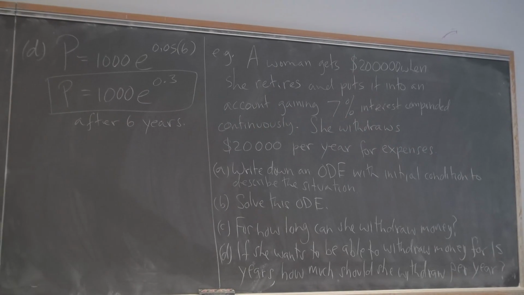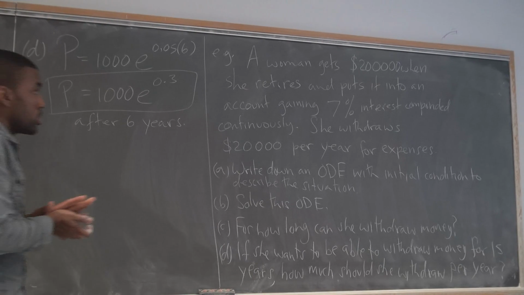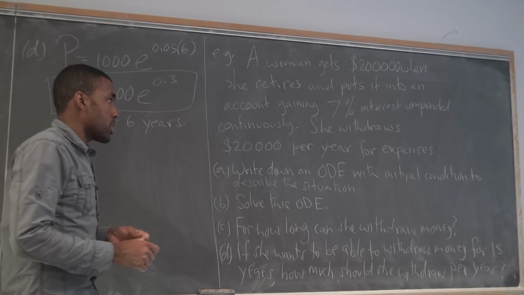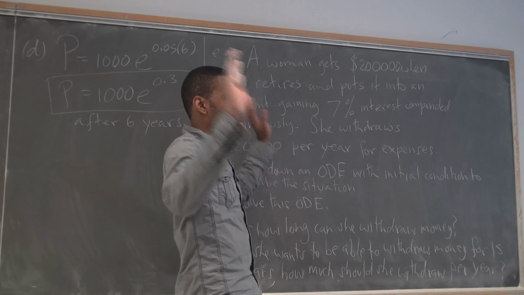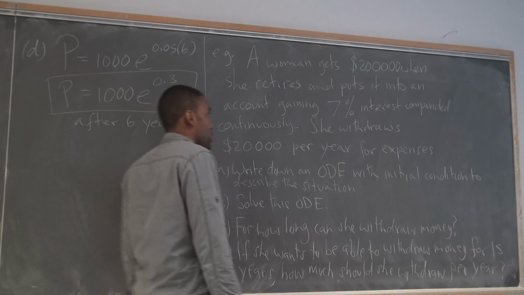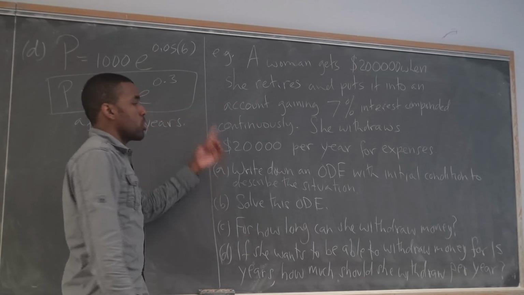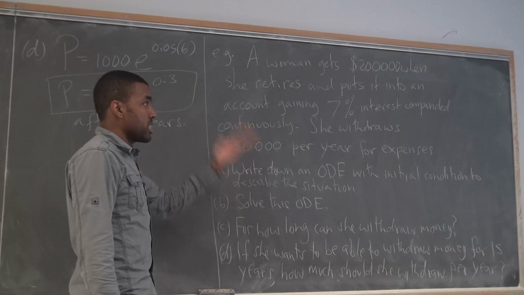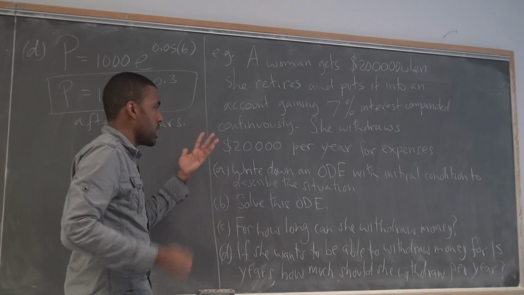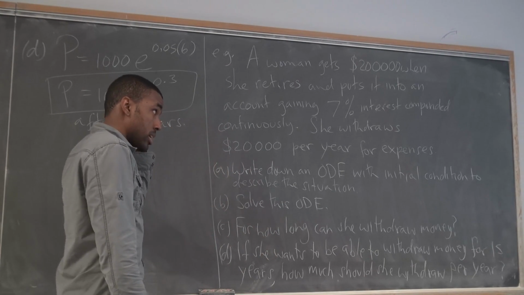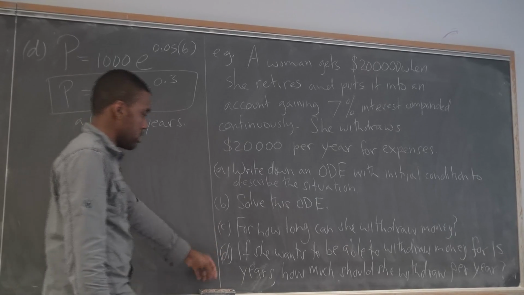Here's another example. The woman retires and she gets $200,000 when she retires. So she decides to put this in an account. She gets 7% interest per year, compounding continuously. But she's withdrawing some amount of money for her expenses. So she puts $200,000 in the bank. It's growing at 7%, but at the same time she's taking money out. $20,000 per year to be exact. Now I want you to write an ODE that describes the situation, solve it, and then answer these questions.